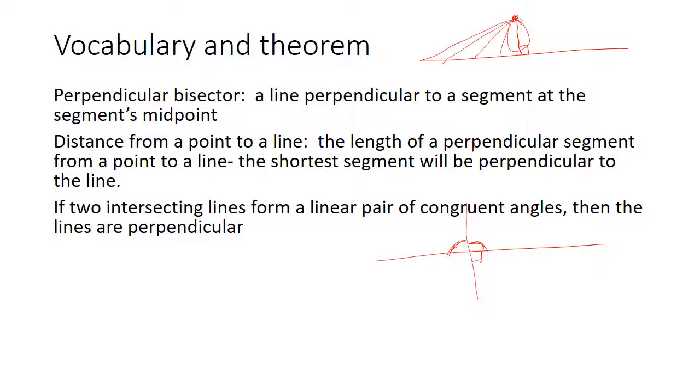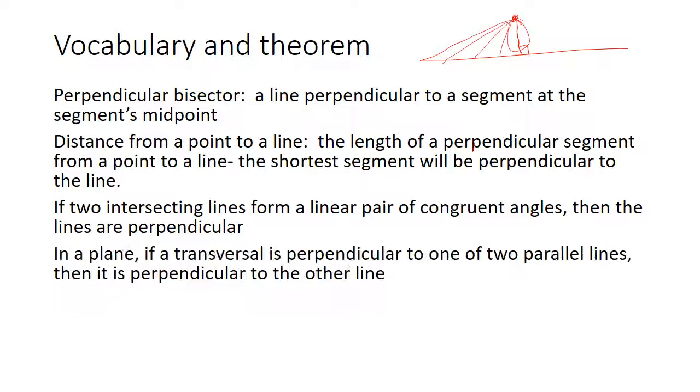So if you had two intersecting lines like this, and you have a linear pair, this angle is much smaller than this angle, therefore they're not congruent angles. We wouldn't say that this set of intersecting lines is perpendicular. So your intersecting lines are only perpendicular if the angles that they form are congruent. That is theorem 3.4.1.